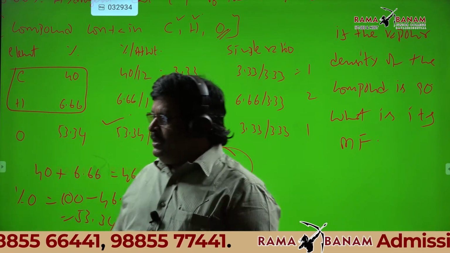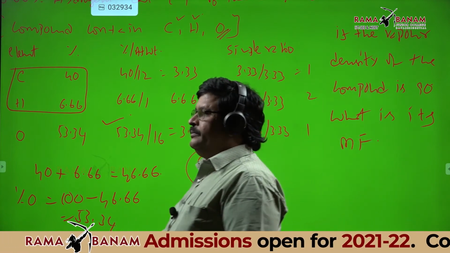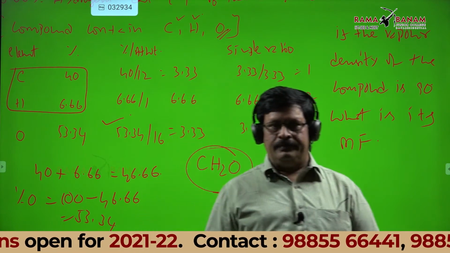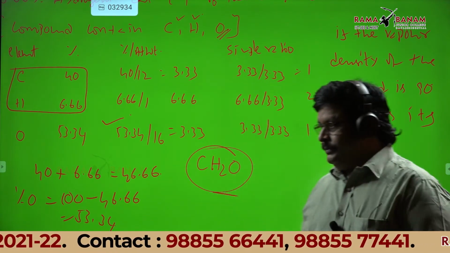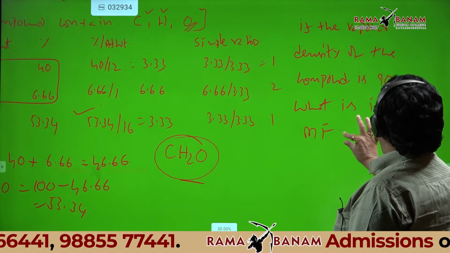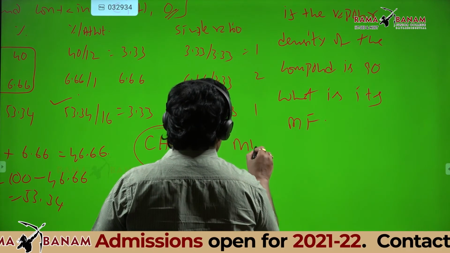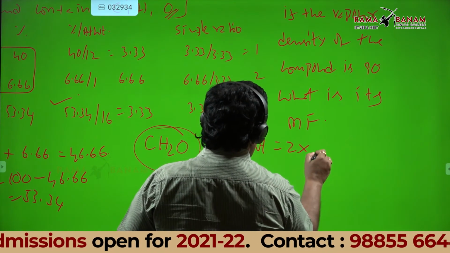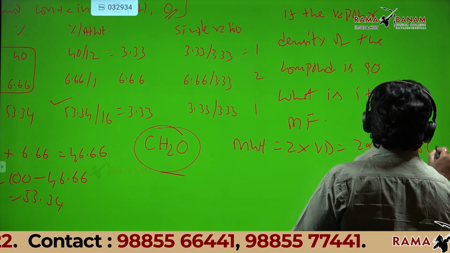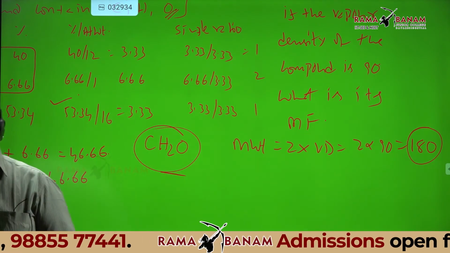Yes, Jaya, you are correct. If vapor density is 90, what is its molecular weight? 2 into vapor density, 180. So 2 into 90, 180. Is it okay, students? Yes, sir.